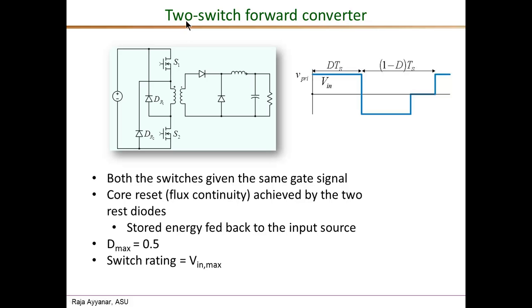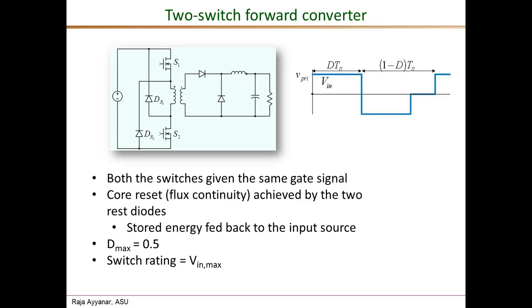The first one is a fairly widely used variation called the two-switch forward converter, and the schematic is shown here. The two MOSFETs S1 and S2 are turned on and turned off simultaneously, meaning they have the same gate signal. During the on interval, when both switches are on, the operation is identical to that of the basic forward converter. When the two switches are turned off, flux continuity is maintained by having the two diodes on the primary side conduct.